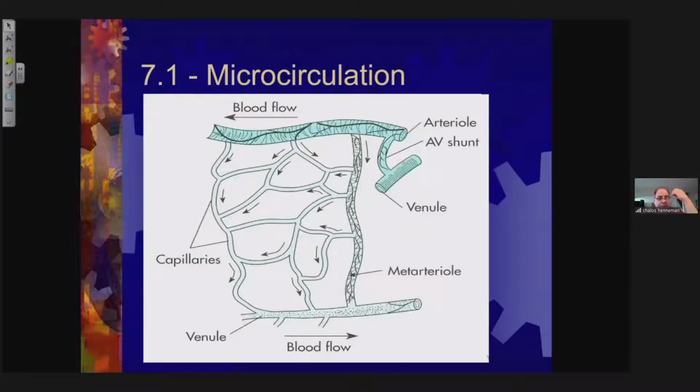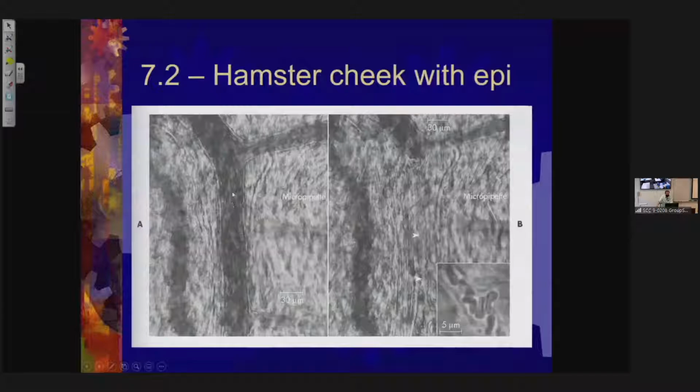Okay. But anyway, so this is microcirculation and non-nutritional flow through metarterioles, something maybe we hadn't heard of before. Here's a hamster cheek, and they show us giving it epinephrine, and these little metarterioles close down.